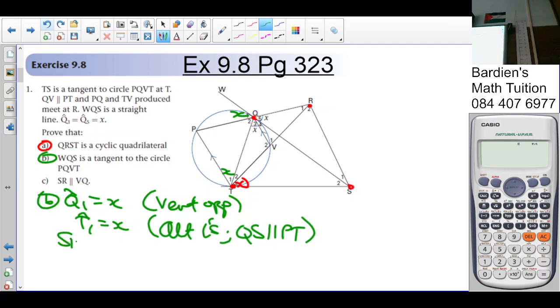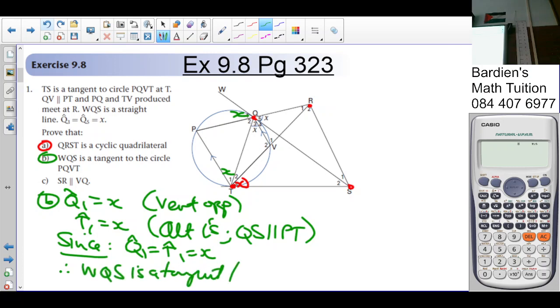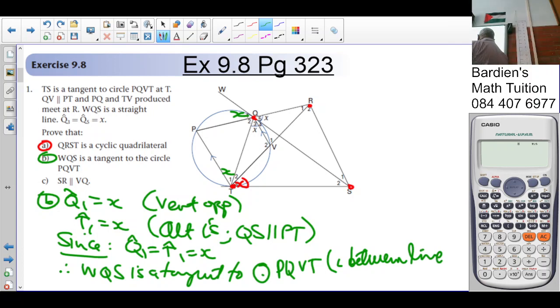Right. So we said, since Q1 is equal to T1, which is equal to X, therefore WQS is a tangent to a circle through PQVT. Why? Angle between line and chord equals angle in the alternate segment. Yes, Michael?